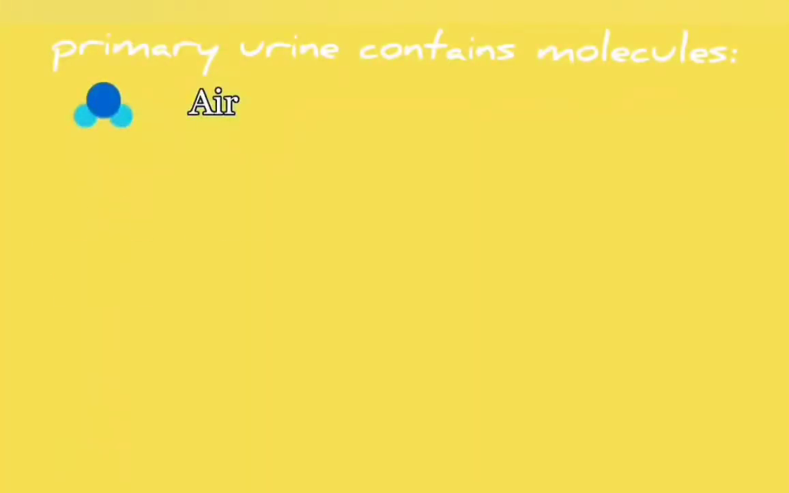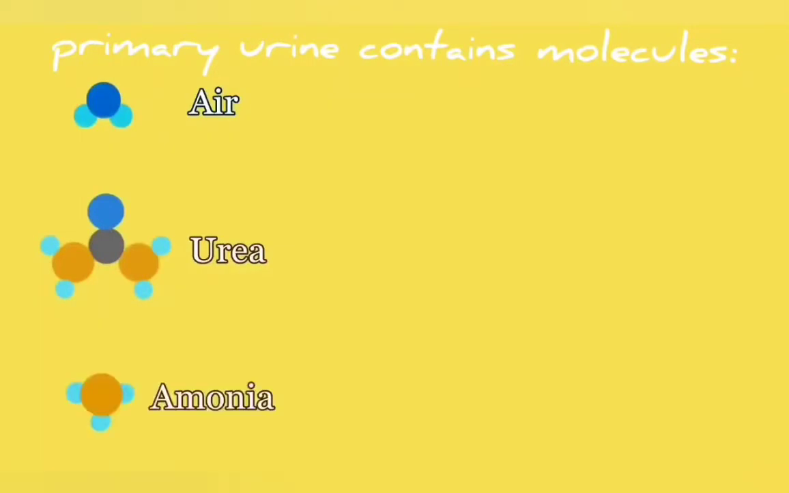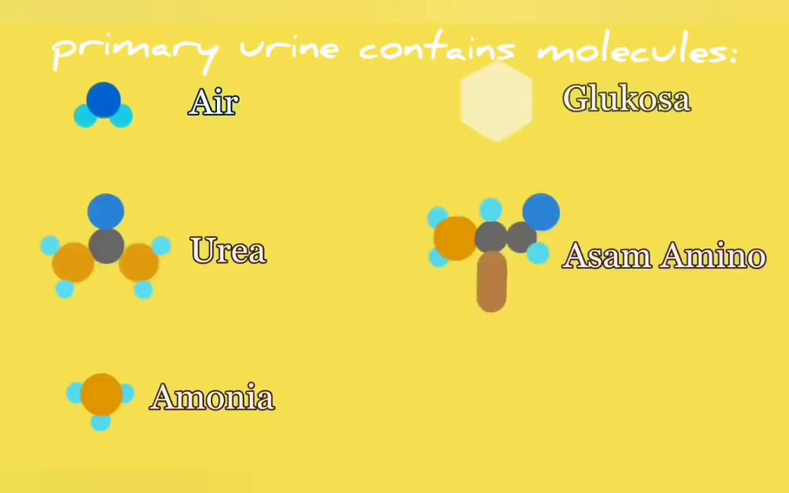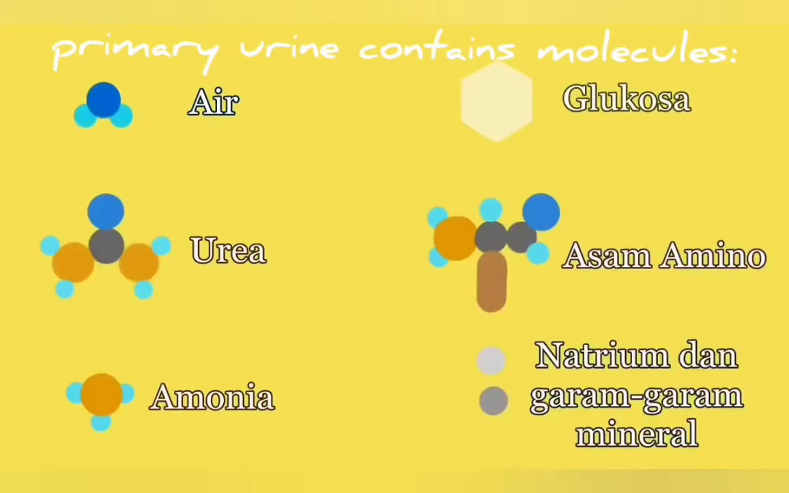Primary urine contains water, urea, ammonia, glucose, amino acids, sodium, and mineral salts.